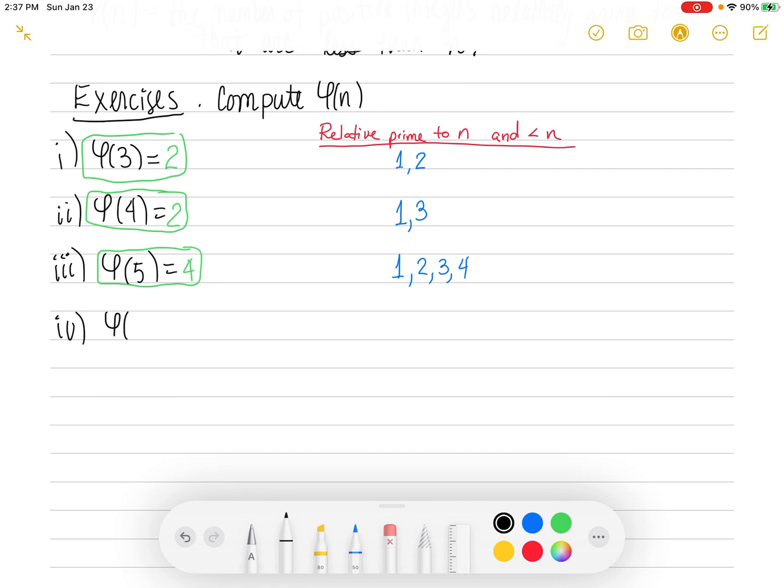All right, number 4. How about phi of 6? 1. 2 is not relatively prime to 6, because 2 and 6 have a 2 in common. 3 is not relatively prime to 6, because 3 and 6 have a 3 in common. 4 is not relatively prime to 6, because there's a 2 in common. 5 is, right? 5 and 6 have just 1 in common. So just 2 values. Phi of 6 is 2. Let's do phi of 7.